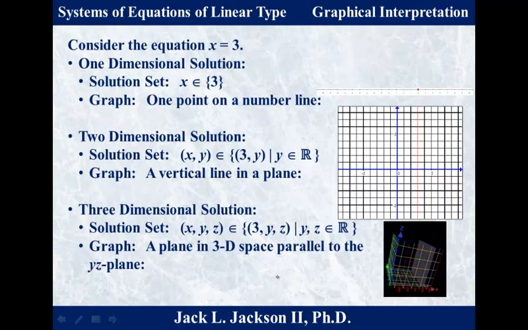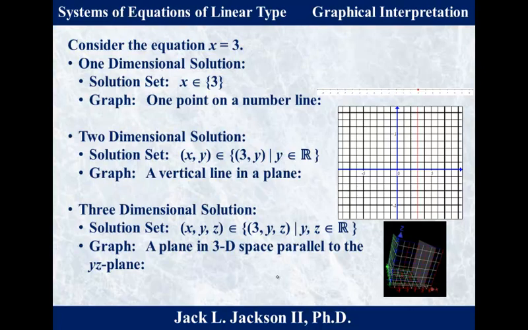So let's start by considering something here. If I consider the equation x equals 3, what is the solution to that? Well, it kind of depends on whether we're talking about solutions in 1, 2, or 3 dimensions. So if we're talking about a one-dimensional solution, we're talking about a set of points on a number line that make that true, which of course is only one point. x is just an element of the set {3}, or in other words just x equals 3. It's a single number, it's one single point on a number line, and you can see it graphed there.